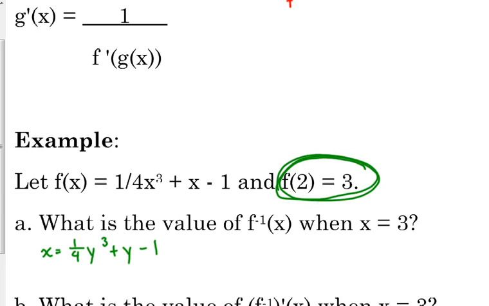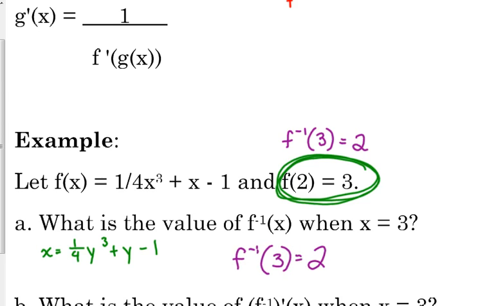That's why they tell us this. If f of 2 equals 3, then we know f inverse of 3 equals 2. The inverse switches your x and your y points. That's from way back when. I know I taught that to you in pre-calculus. So that's the answer for A. What is the value of f inverse of x when x equals 3? f inverse of 3 is 2.